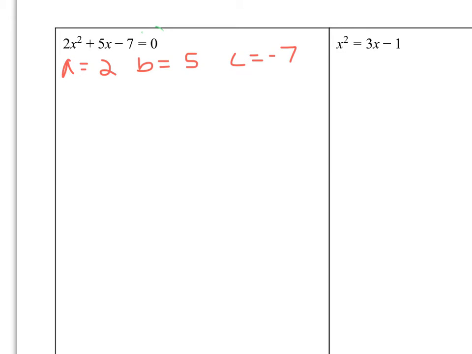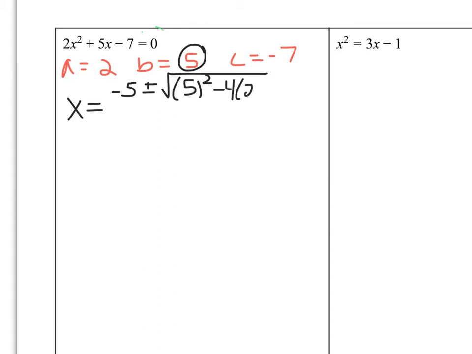My next step is to sing the song and write my numbers as we go. So x equals opposite b, so that means -5, plus or minus square root b squared, so 5, minus 4, a is 2, c is -7, all over 2a. What's really important is that all over 2a. A lot of people like to leave off part of this fraction bar, but the whole thing is important.